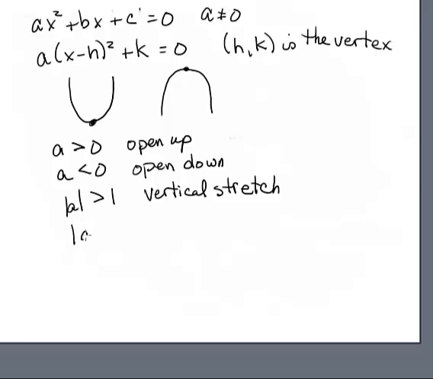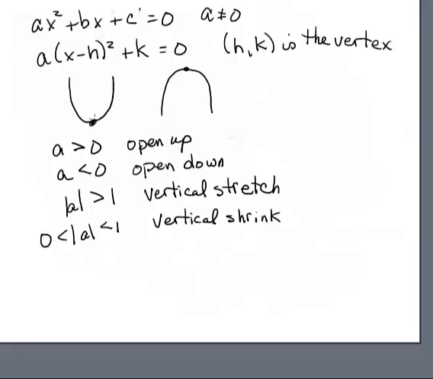But it's going to be a skinnier parabola. If my absolute value of A is less than 1 and greater than 0, that means it's a fraction in between 0 and 1, then we call it the vertical shrink, which means it kind of lays flatter, typically closer to the x-axis. The outside lines out here just kind of lay down flatter to the ground.